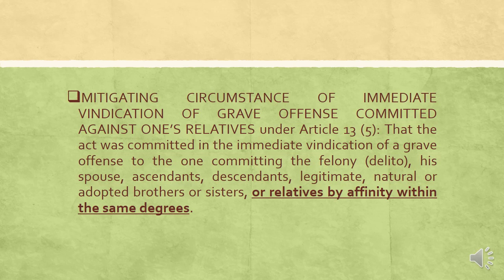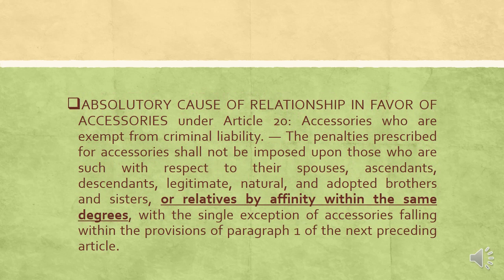Number two, the mitigating circumstance of immediate vindication of a grave offense committed against one's relatives under Article 13, paragraph 5. It states, and I quote, that the act was committed in the immediate vindication of a grave offense to the one committing the felony, his spouse, ascendants, descendants, legitimate, natural, or adopted brothers or sisters, or relatives by affinity within the same degrees. So again, the justifying circumstance of defense of one's relatives makes mention of relatives by affinity and relatives by consanguinity. In this mitigating circumstance of immediate vindication of a grave offense, it likewise makes mention of relatives by affinity within the same degrees.